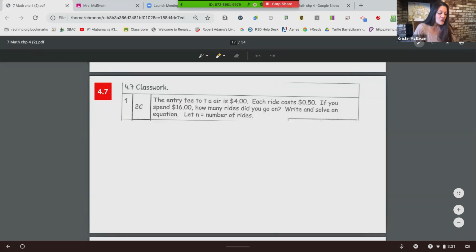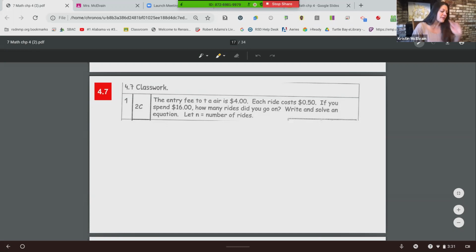All right. So what we're doing is we're trying to write an equation. It says the entry fee to a fair is $4. Each ride costs 50 cents. If you spend $16, how many rides did you go on? Okay, so write and solve an equation. Let n equal the number of rides.